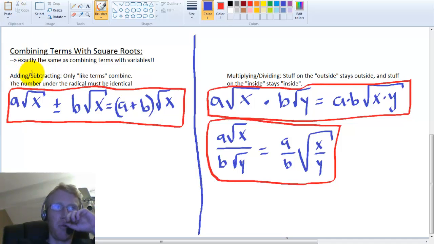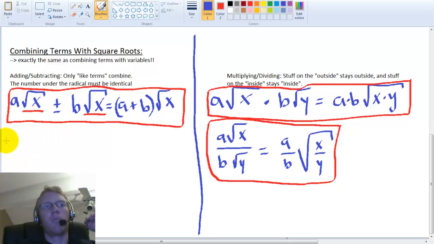So let's take a look at the formula first for adding and subtracting. When you were adding and subtracting variables, you know that there had to be like terms, which meant the base and the exponent matches up. The same is true when you're adding or subtracting square roots. The square root part has to match up with the square root part. So here, I've got the square root of x, and here I've got the square root of x. So these are like terms. They match up. The part under the square root is the same. So if I'm adding some number of square root of x's to some other number of square root of x's, I just add my numbers a and b.